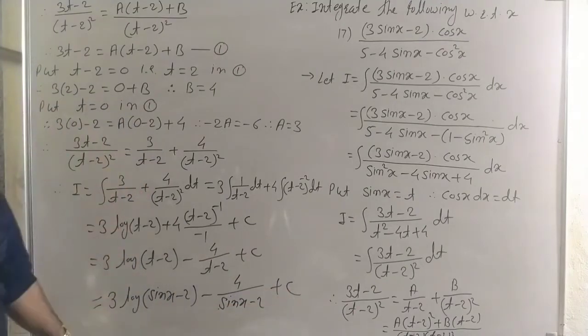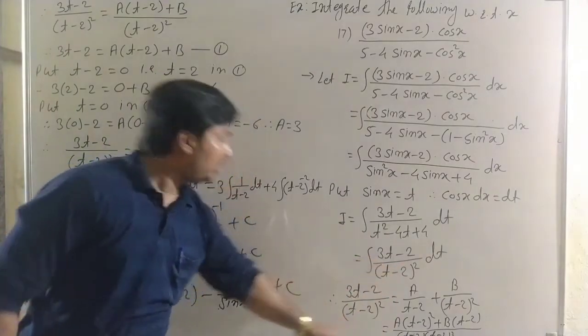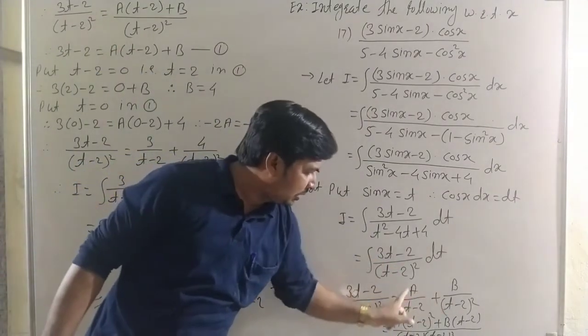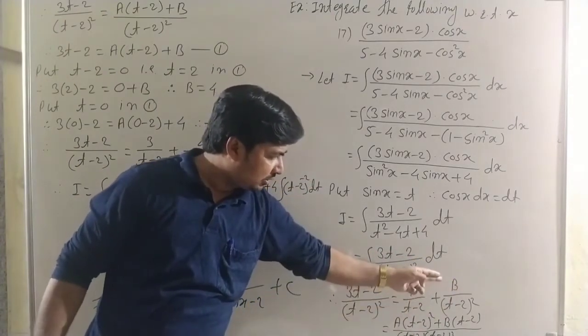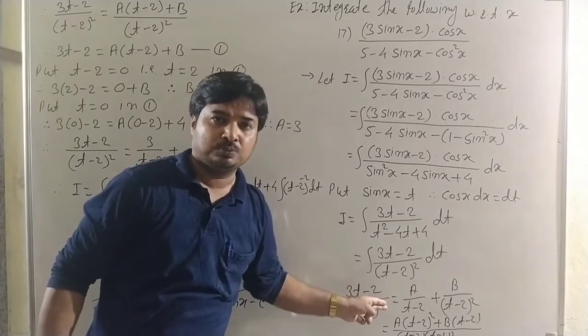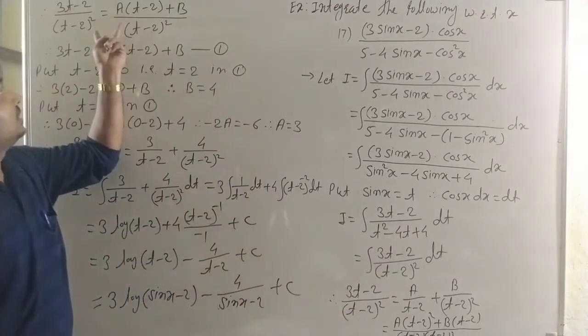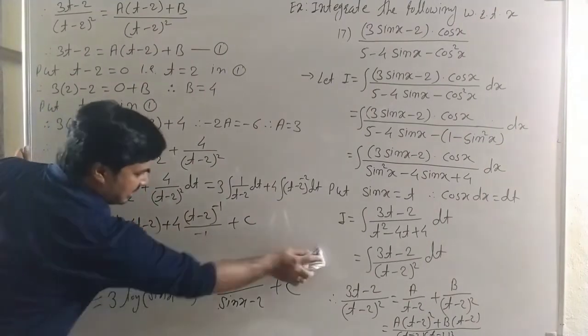Here it is the last answer. See carefully, check this calculation carefully and write this step. Here we take the cross multiplication, and after cross multiplication we can take the common t minus 2 and cancel the t minus 2 in the denominator, then we get this term. Now see carefully this. Now we see the next example.